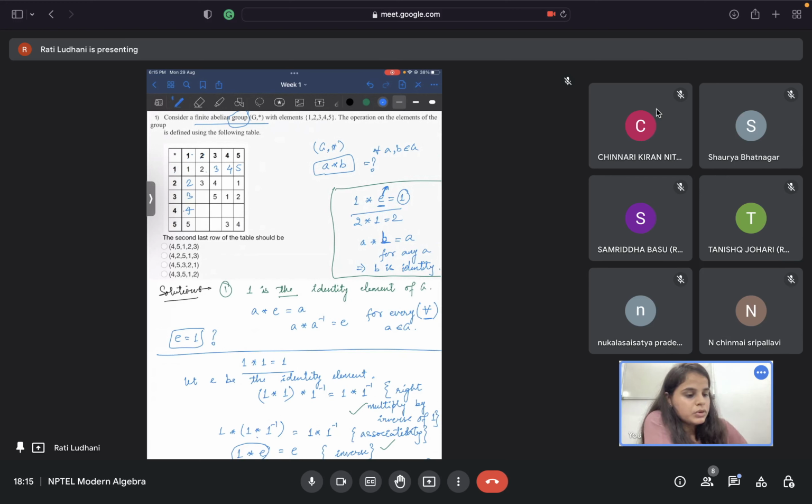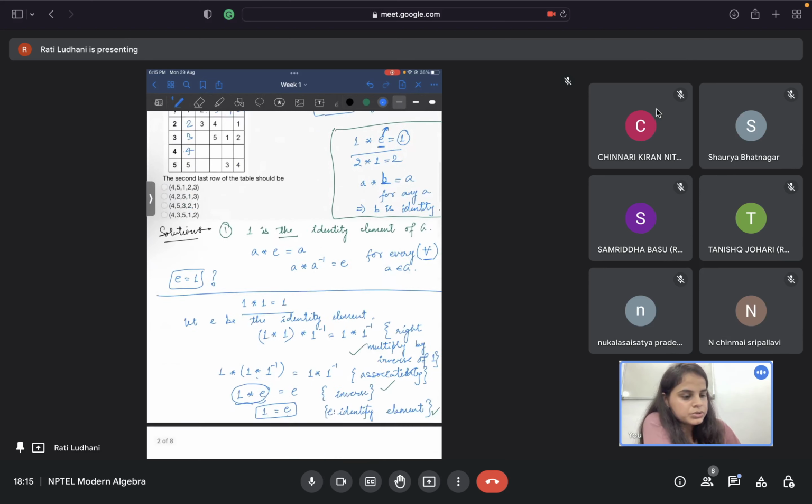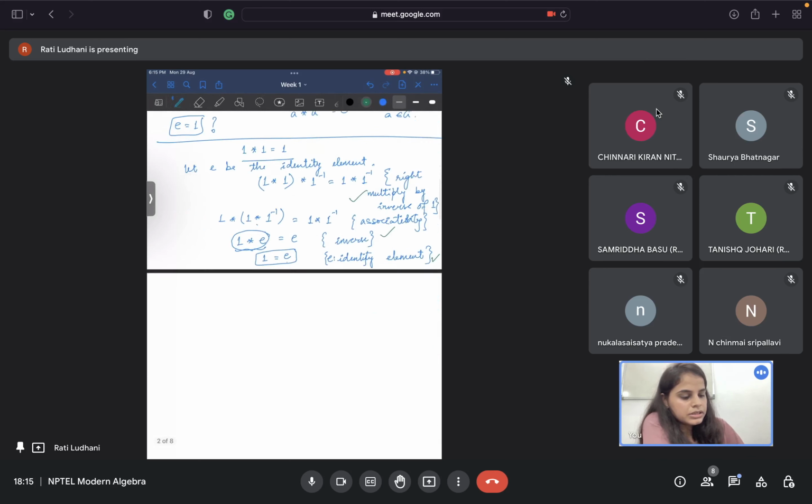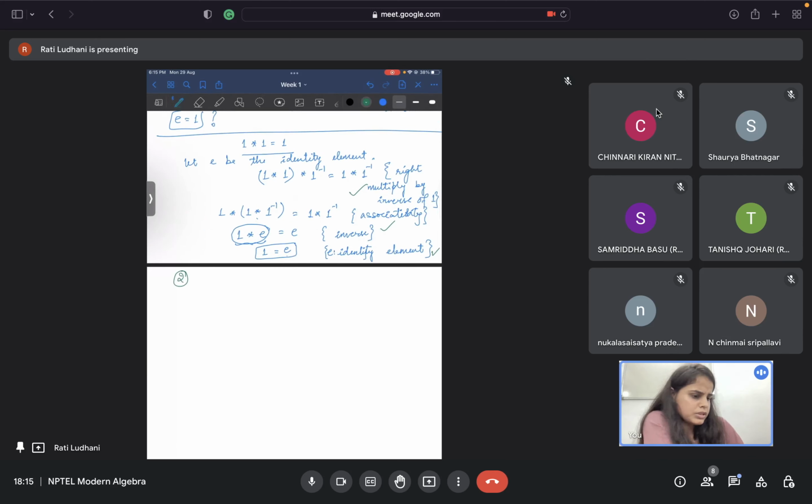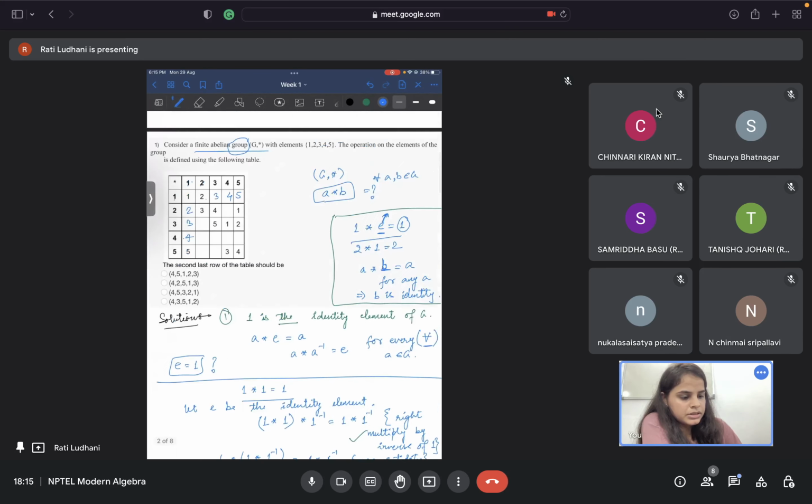So now let's try to find the other entries. Okay, it is given that this is an abelian group. We have not used it yet, so let's use it. It's not actually a property, we will just write it because G is abelian. Because G is abelian, this will be a symmetric matrix. So in the fourth row, which entry can you at least tell me?